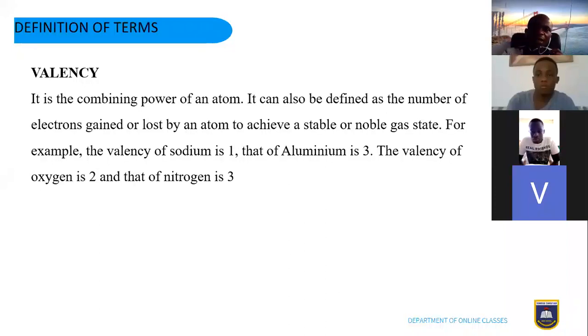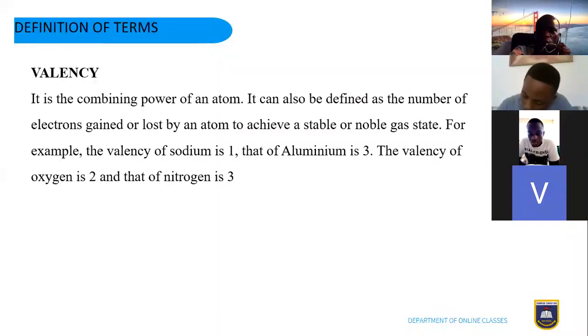Now, if you take an element like nitrogen, the atomic number for nitrogen is 7. So the configuration is 2, 5. So nitrogen has 5 electrons in the valence shell. Nitrogen needs only 3 electrons to add to that 5 in the valence shell to become 8, so that the valence shell is stable, has 8.